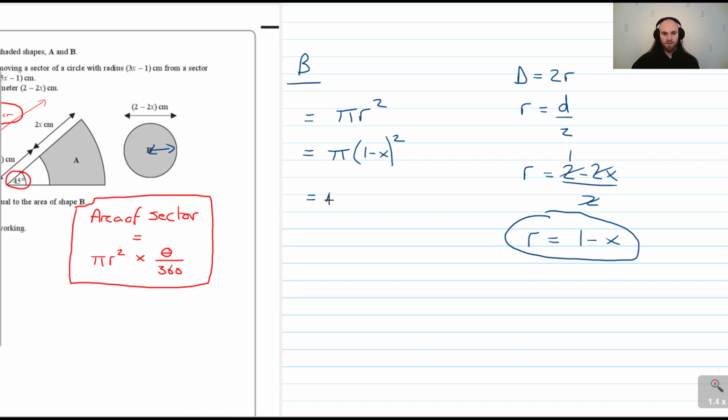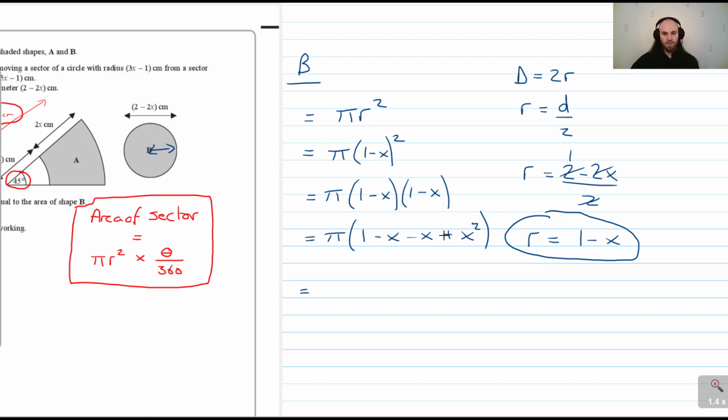It's going to be squared. So we're going to just expand those brackets again. We're going to have 1 minus x, 1 minus x. Well, 1 times 1 is going to be 1. 1 times minus x is minus x. Minus x times 1 is going to be minus x. Minus x times minus x is going to be plus x squared.